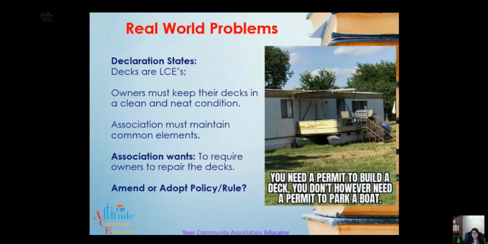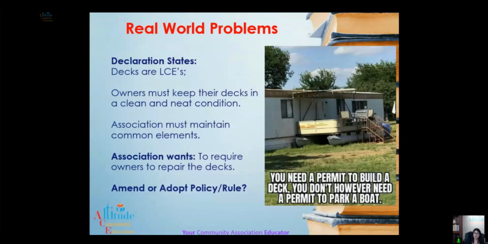So when we see association must maintain common elements, what we're really seeing is, okay, so limited common elements are common elements. They're still common elements. And there's no exception, at least in this set of provisions, that homeowners have to repair their limited common elements. All we know is that owners have to keep their decks in a clean and neat condition, right? But the association has to maintain the common elements, which includes the decks.